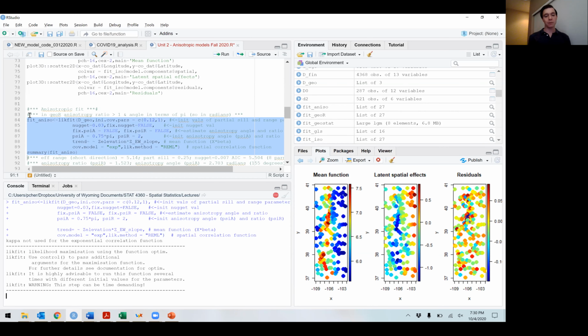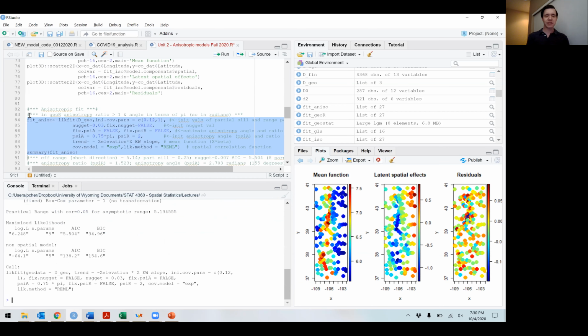We're estimating 2 additional parameters, right? We estimate 5 parameters with a non-spatial model. We estimate 7 parameters with an isotropic model, and we estimate 9 parameters with the anisotropic model, because in addition to all the parameters estimated by the isotropic model, we also estimate the angle and the ratio.